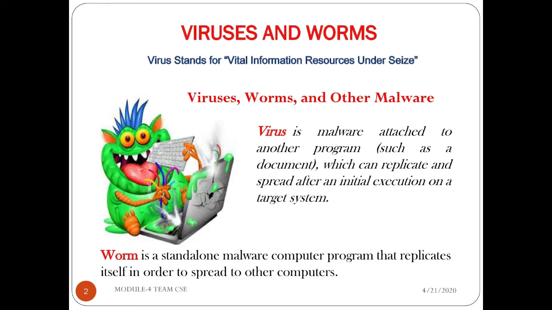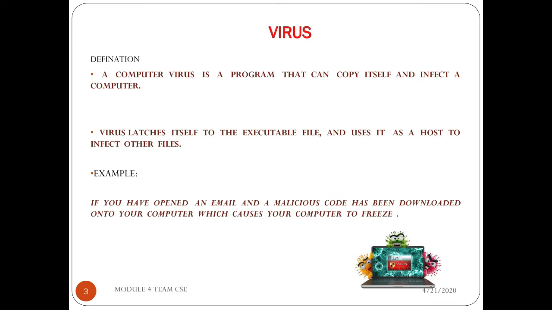In today's class, we will try to understand about viruses and worms. Virus stands for Vital Information Resource Under Siege. The definition you can understand like this. A virus is a malware attached to another program, such as a document, which can replicate and spread after an initial execution on the target system. A worm is a standalone malware computer program that replicates itself in order to spread to other computers.